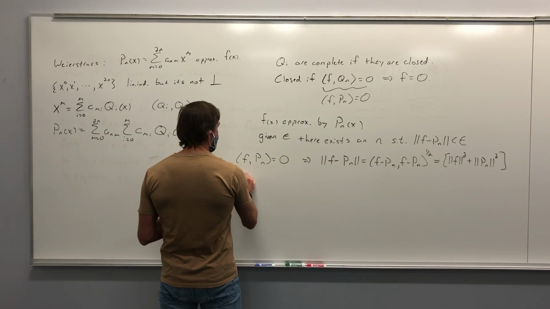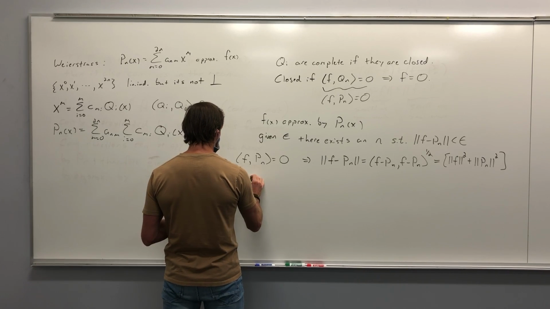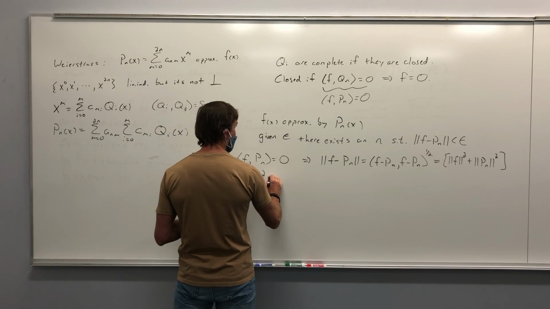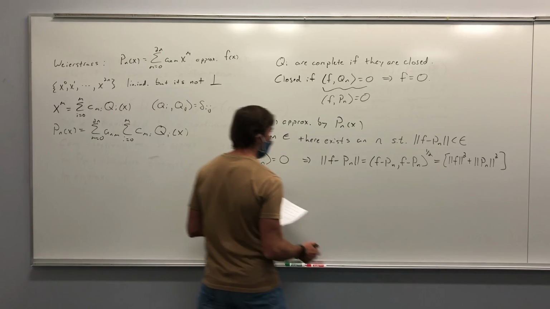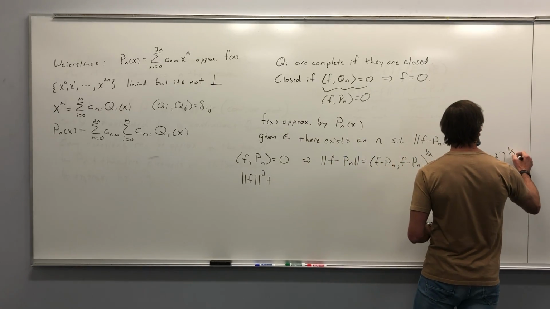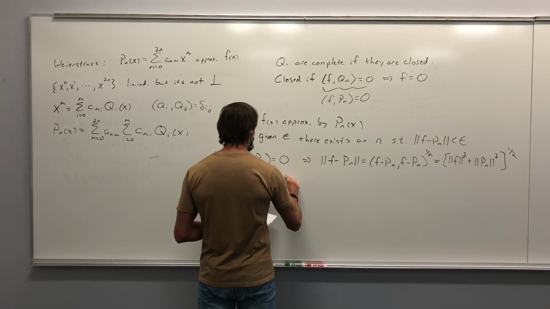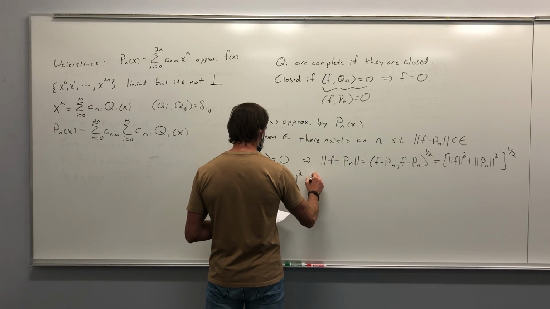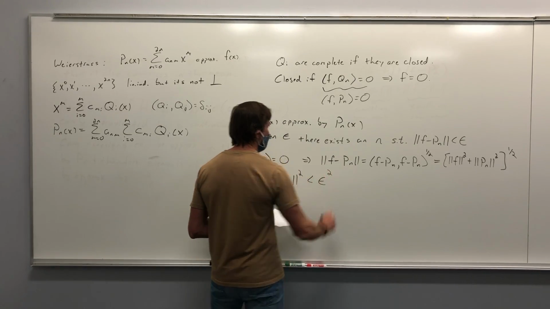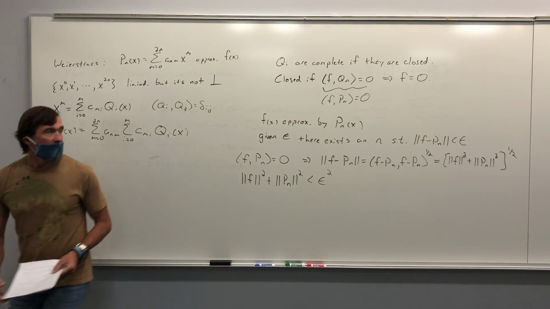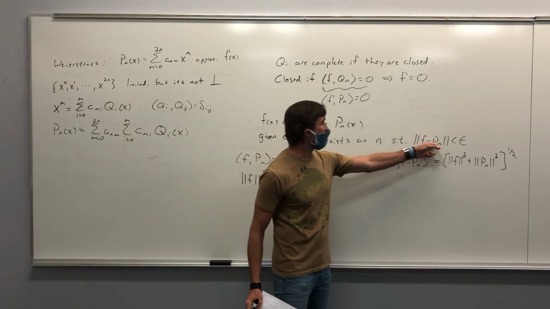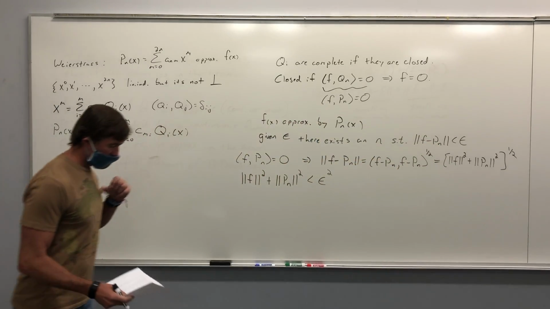So we have that the magnitude of f squared plus the magnitude of pn squared has got to be less than epsilon squared. I just squared both sides of this expression. Okay?